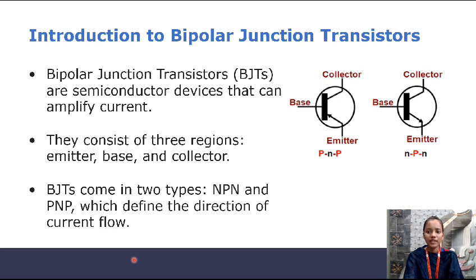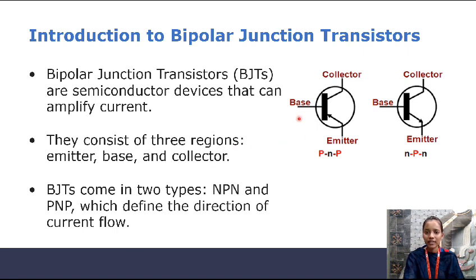Introduction to bipolar junction transistors. Bipolar junction transistors (BJTs) are semiconductor devices that can amplify current. They consist of three regions: emitter, base and collector. BJTs come in two types: NPN transistor and PNP transistor, which define the direction of current flow.